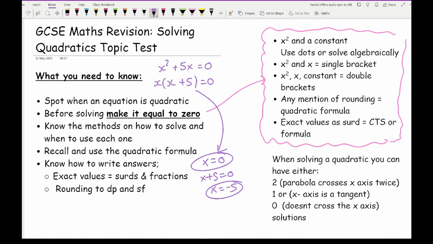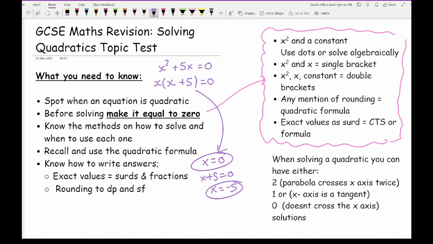The next thing is if they ask you for exact values. Now, exact values basically means you either give your answer as a fraction or as a surd. Now, for this, you can either use the quadratic formula, which may involve a lot of working out and particular focus on negative numbers, or you could use completing the square. So again, options are going to be there.